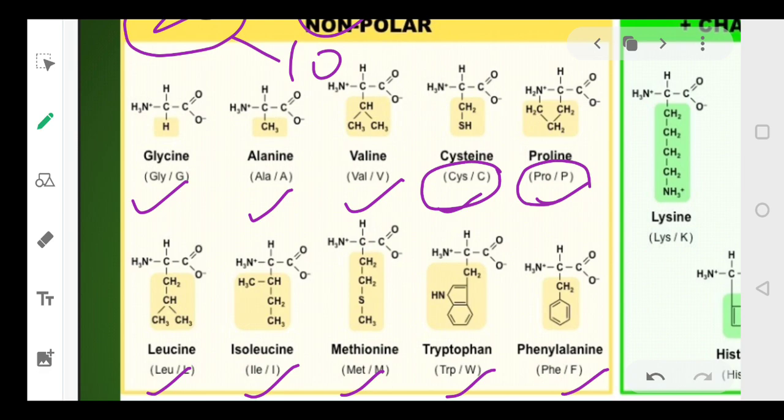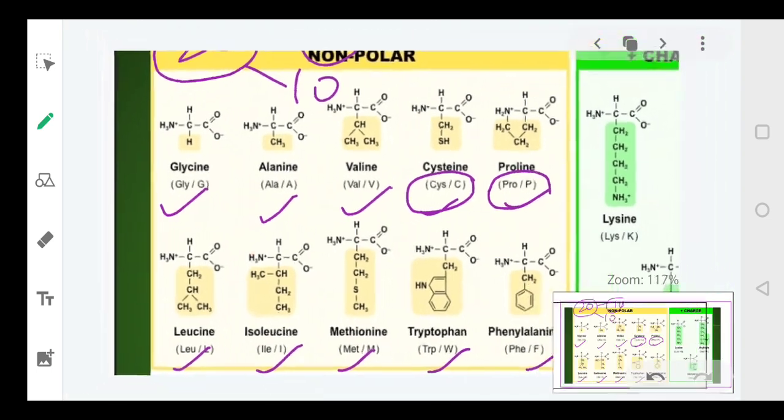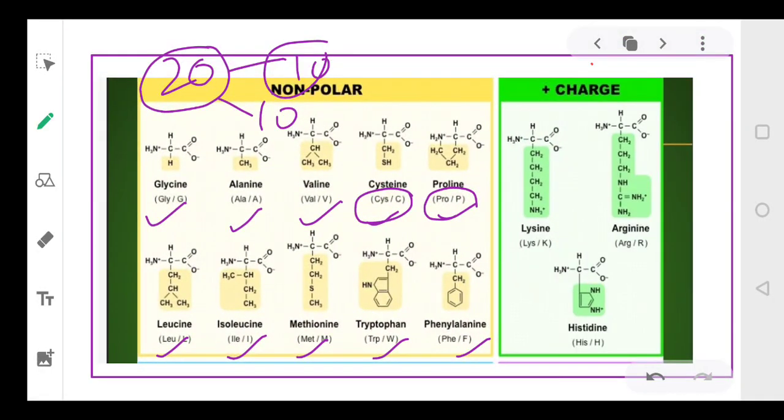So their symbols and their short forms are very, very important here, students. We must remember them. They will be highly used in your class 12. So they are very important. You must remember their short forms.